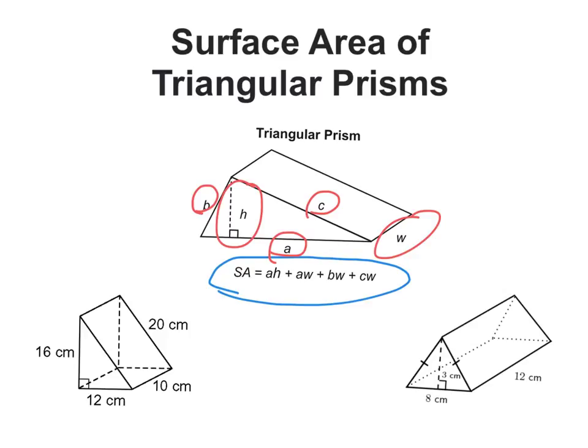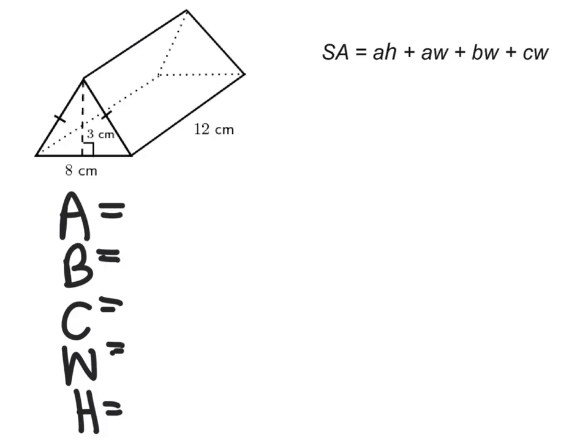So let's go ahead and take a look at a few examples. If you take a look at our first slide, you'll see once again that we have the formula on our page. Surface area equals A times H plus A times W plus B times W plus C times W. I'm going to encourage you to make sure that you're making that list off to the side like I have with all of your letters so that you can easily write down and identify the different parts. Most times the width and the height are going to be your easiest numbers to identify. So let's go ahead and do that.